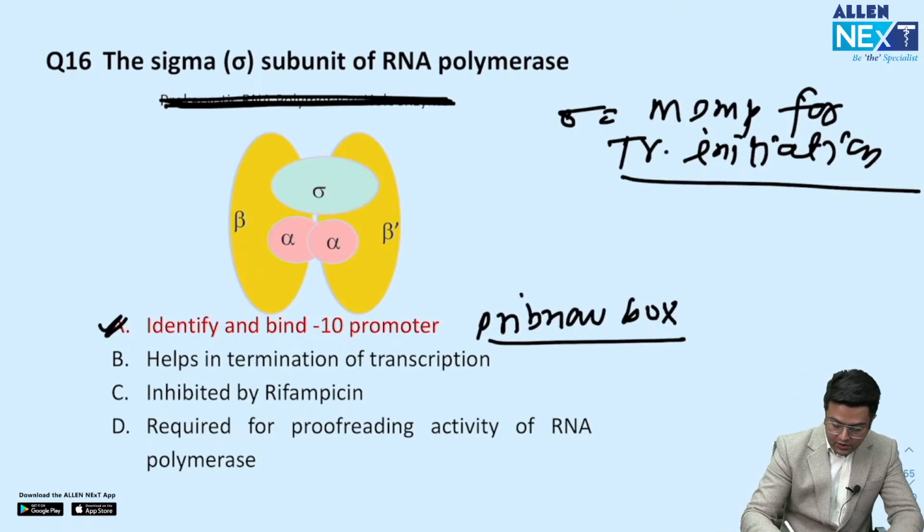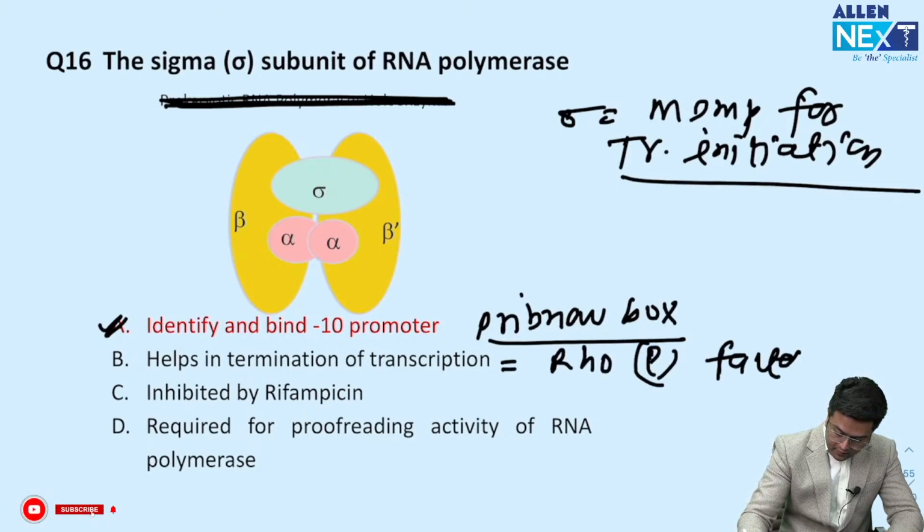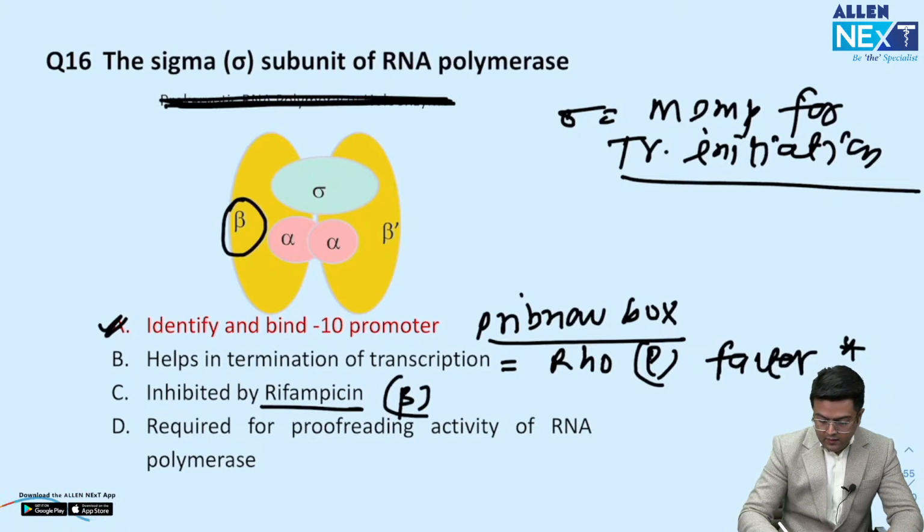Then, does it help in termination of transcription? No, guys, that is the rho factor. So this can be important. Sigma has been asked previously. Inhibited by rifampicin is the beta subunit. Guys, this one. Fine.